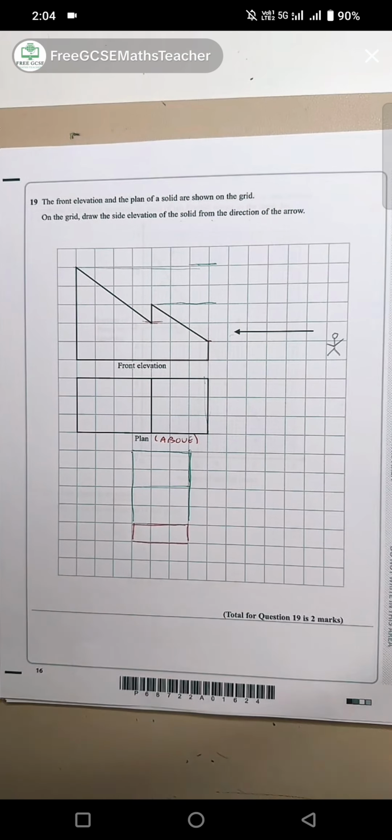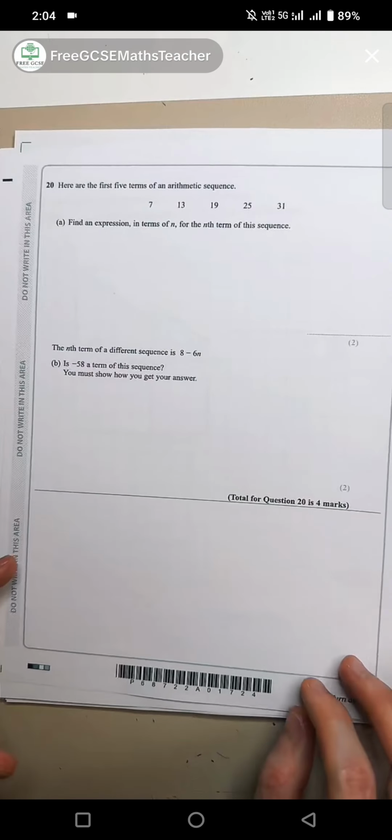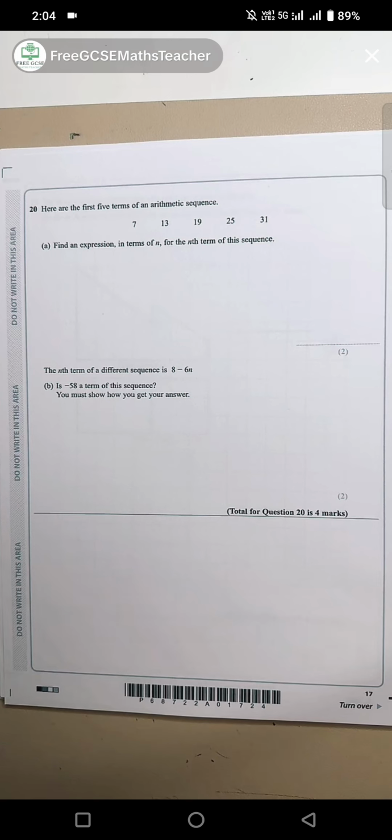So all you do was draw that, and that gets you 2 marks. It's like when you used to play lower down at school, when we used to play with the Rubik's Cubes, and we used to do plans and elevations with the cubes, and you had to sketch the plan, the front, and the side elevation. Question 20. Have a go in the chat.